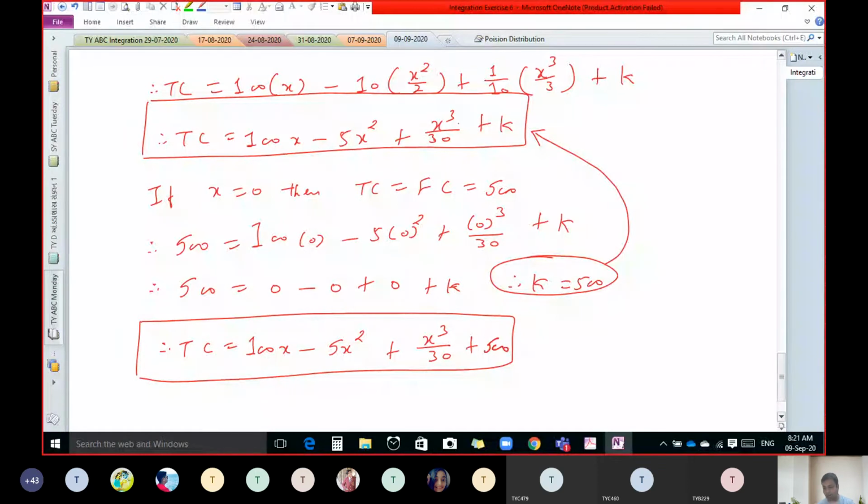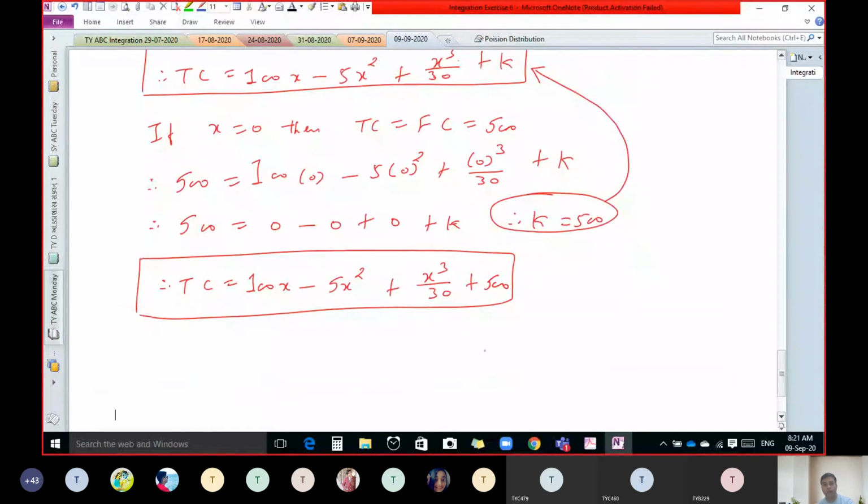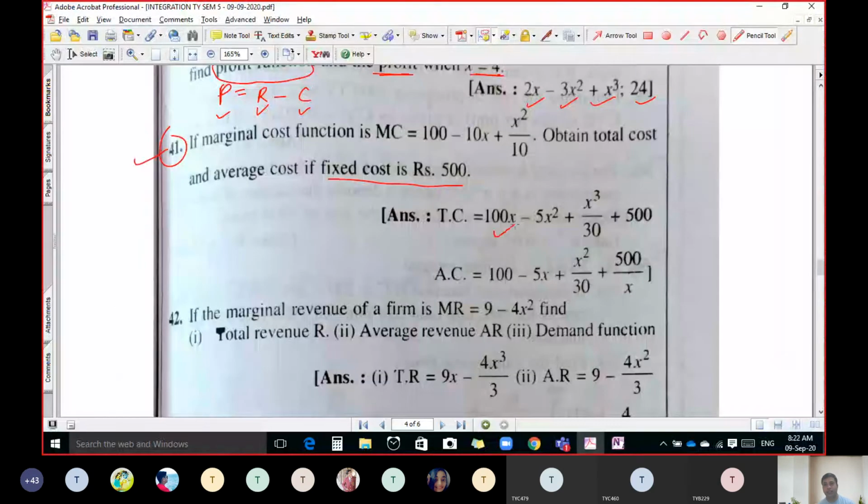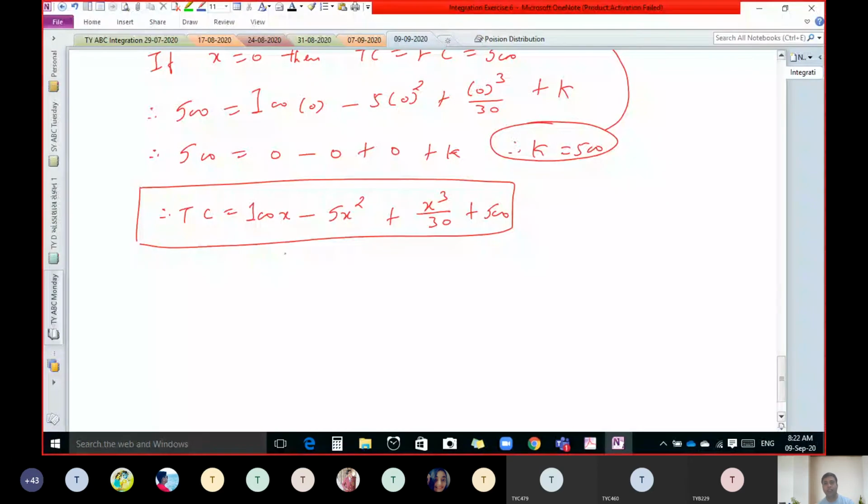So this is the answer for total cost. 100x minus 5x square plus x cube by 30 plus 500, that is the answer for total cost.